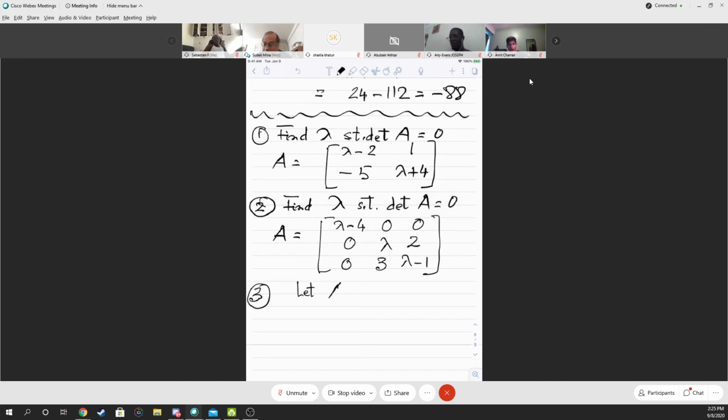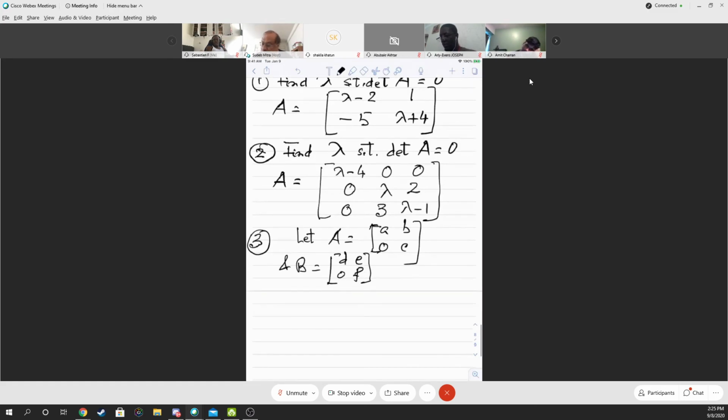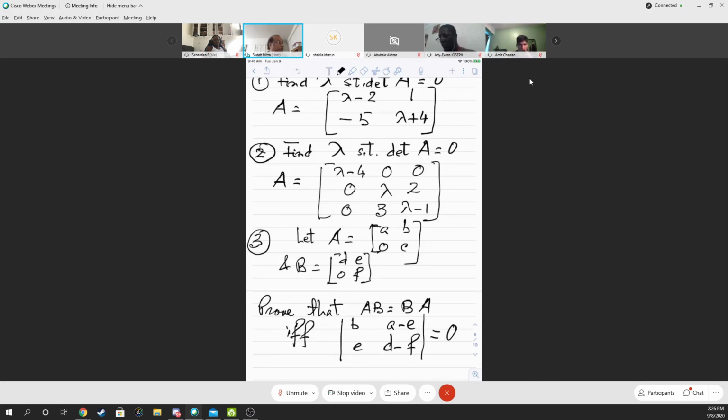Let A be the matrix with rows A, B and 0, C, and B be the matrix with rows D, E and 0, F. Prove that AB equals BA if and only if the determinant of the matrix with rows B, A minus E and E, D minus F is C. Good. Let's do this.